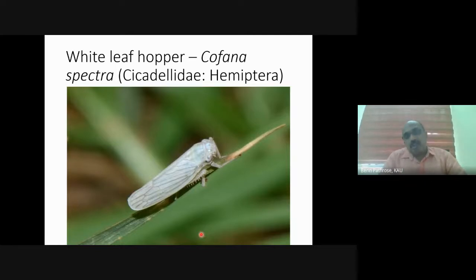Then I will show you a few pictures. When I was discussing leaf hoppers and plant hoppers, I told you the major plant hopper is Nilaparvata lugens. One thing you please note down. I have made a mistake in the spelling of Nilaparvata.